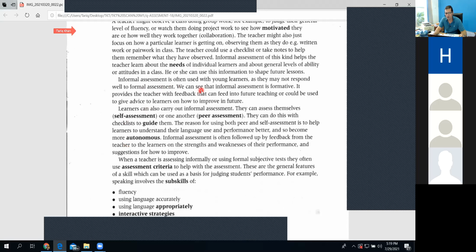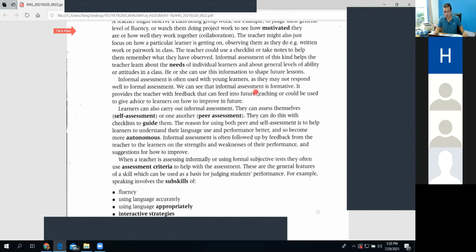Informal assessment is often used with young learners. We do it mostly with the young learners. Why? Because with young learners, we do not want to put them into exams and tests and all that. It's difficult for the children and they become under pressure. So the best option is to, in a free way, observe their performance, how well they are. Although we don't do that in our primary system, even in preschool we are doing the test.